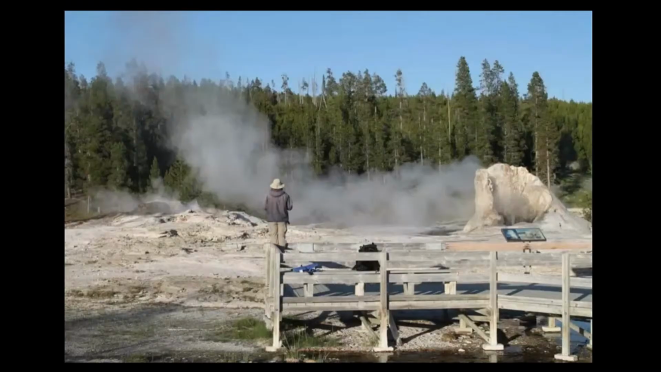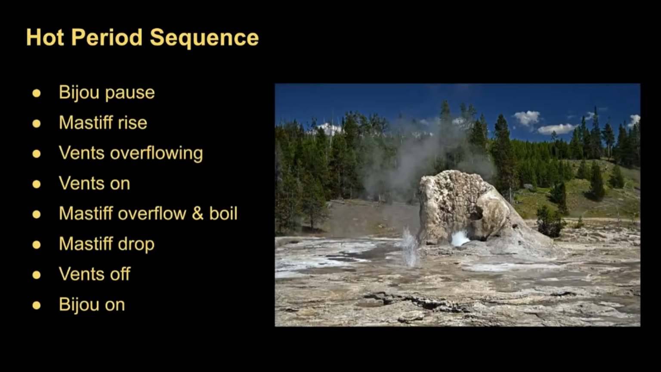And in this photo, you can see that Bijou Geyser, which is on the far left, is off, and I am waiting to see if there will be visible water in Mastiff. Because that will be the first indication that a giant hot period might happen. And I'll go into a lot more detail later, but I want to introduce the basic hot period sequence before I talk about some specific features.